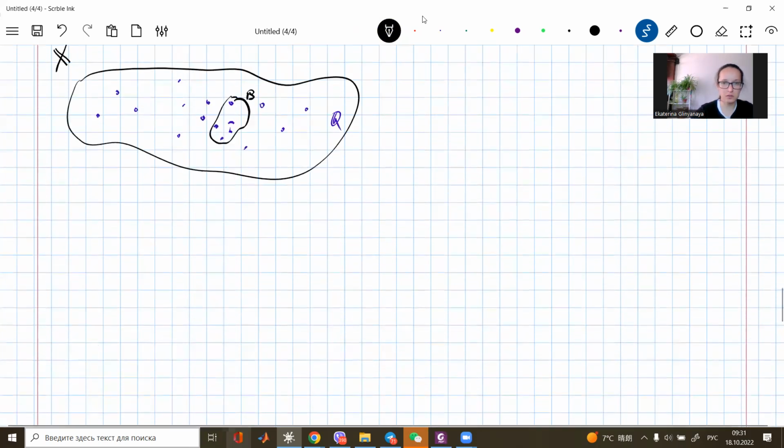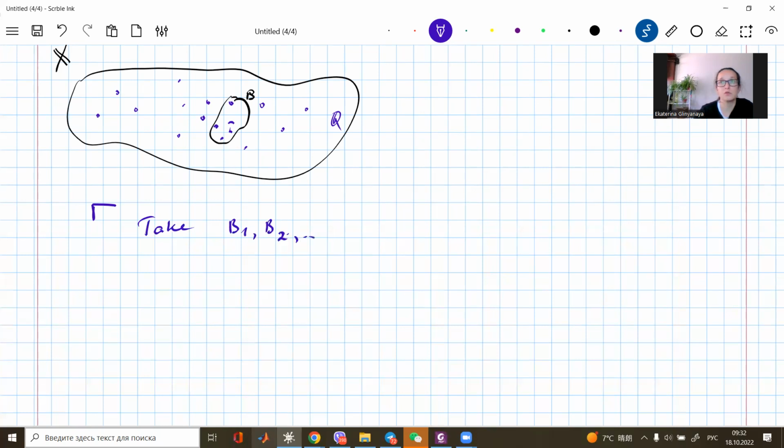Okay, so let's see how we can prove this. To do this, I need to check that we have the two properties of the definition. So let us start to prove property 2. Let's take subsets B1, B2, and so on, Bm, be disjoint subsets, Bi intersect Bj is equal to empty, i not equal to j.